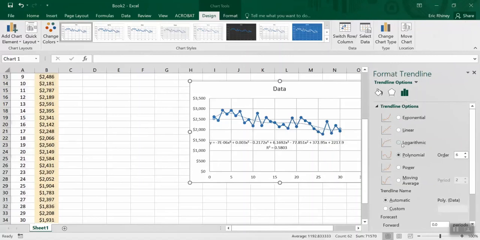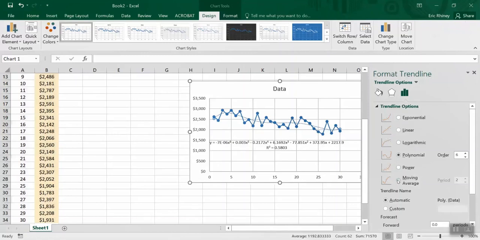We could do exponential. It's kind of similar from the standpoint, except exponential is only going to go one direction, and it's going to continue going up in that direction. Power is the same way. We could also try a moving average. And what a moving average does is it smooths out the data for us.